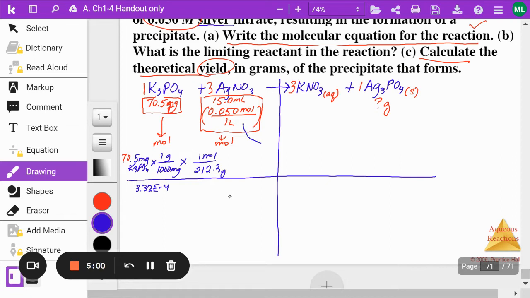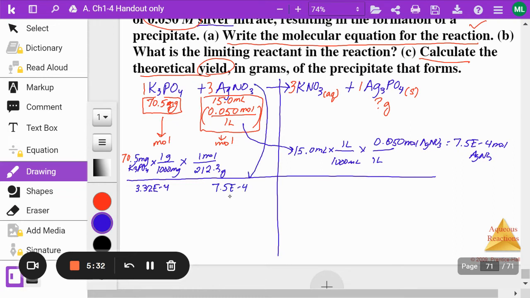Then I'm going to get the moles of silver nitrate. If you don't mind, I'm going to write it over here because I don't have room. So 15.0 milliliters. 1,000 milliliters is 1 liter. 1 liter is 0.050 moles of AgNO3, which equals 7.5 E negative 4 moles of AgNO3. I'm going to write underneath here, 7.5 E negative 4. So this is this, and this is this, in moles.